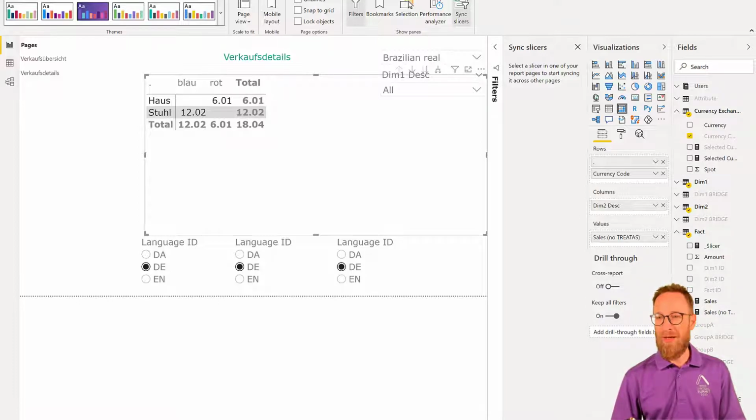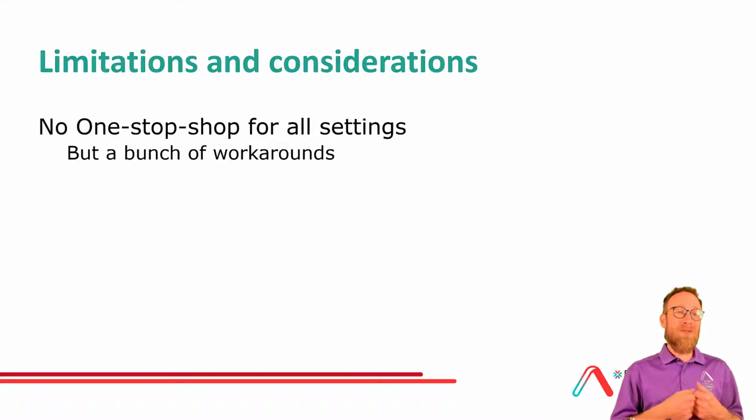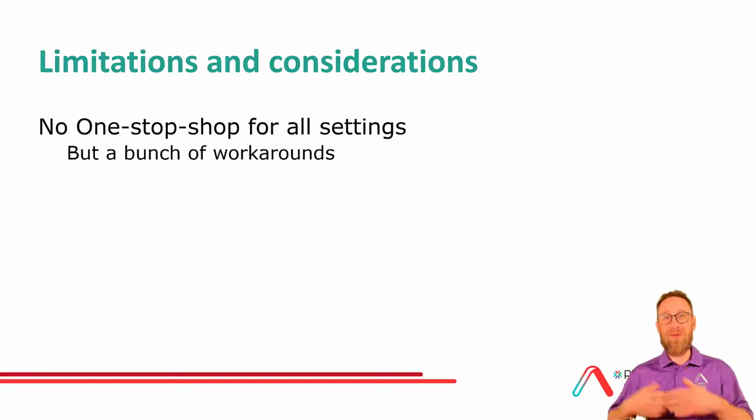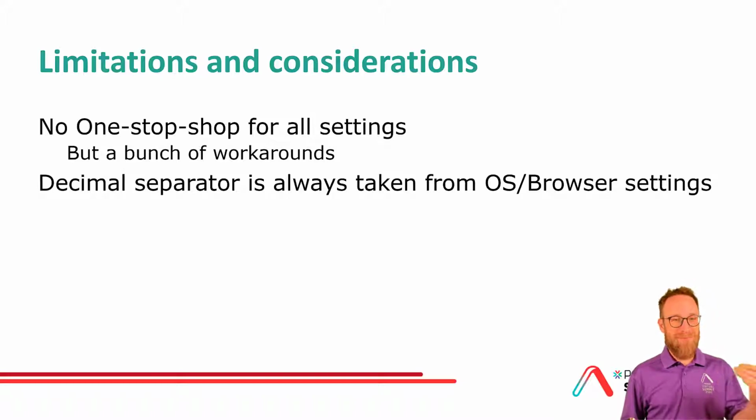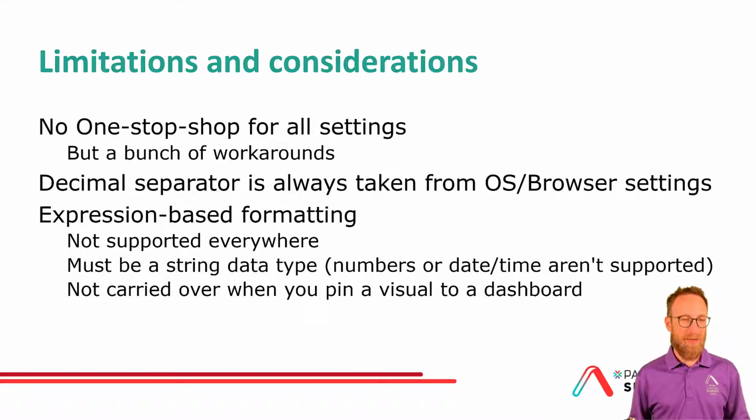So 1 minute to go, so I need to wrap it up. Unfortunately, there's no one-stop shop for all those settings. Changing the languages, localizing reports, is not a feature of Power BI. We have to do workarounds. And of course, workarounds introduce other issues where you can then again find workarounds. You can learn something about the product, but it's a more complicated solution. The decimal separator cannot be changed by your settings. It's automatically taken from the operating system or the browser. And the expression-based formatting, which I use for all the titles and so on, is not supported everywhere. The product team implements it at more places over and over, but still it's not available at all the places.